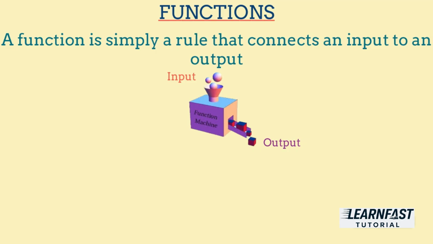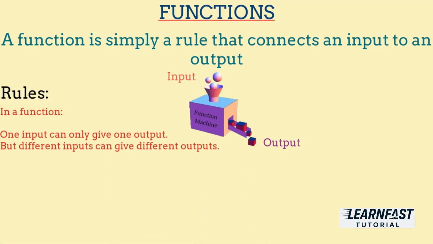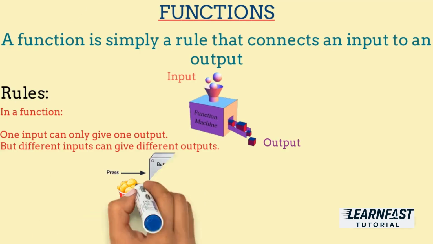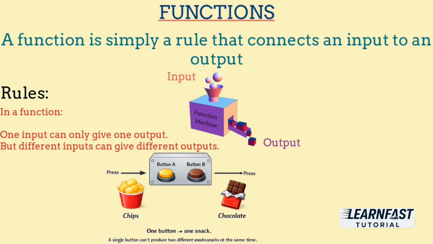Take note of these very important rules. In a function, one input can only give one output, but different inputs can give different outputs. Think of a vending machine. One button cannot give two different snacks at the same time. Functions work exactly like that.